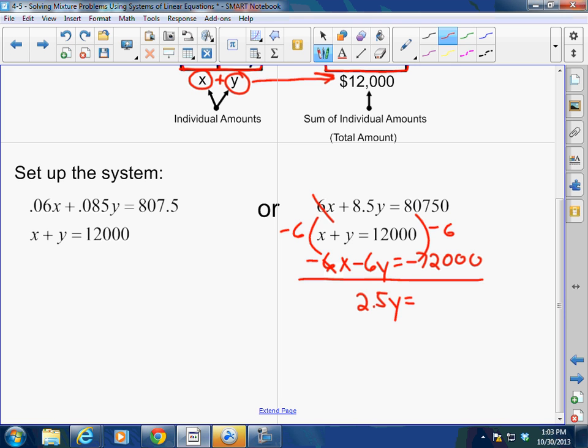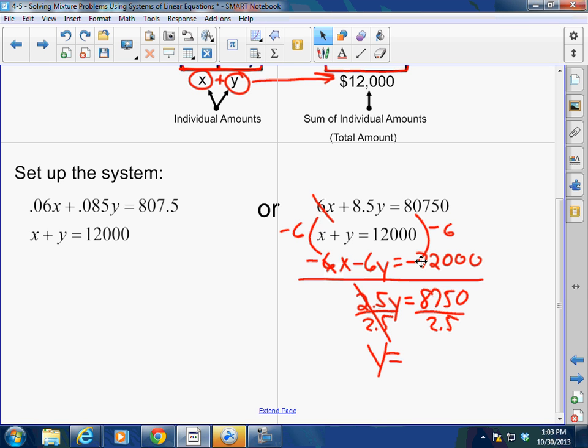And that is going to equal 8,750. Divide by 2.5, and y will equal... I cheated. I already did the calculations. Go ahead. Yes, sir.